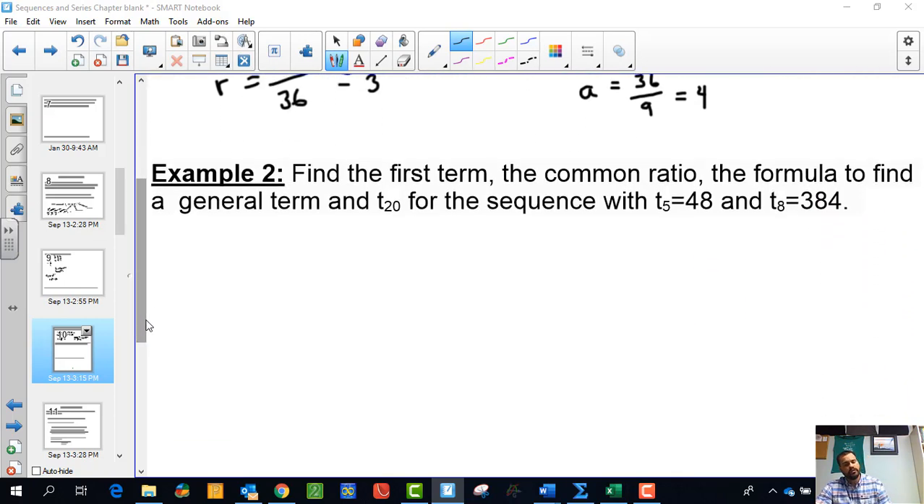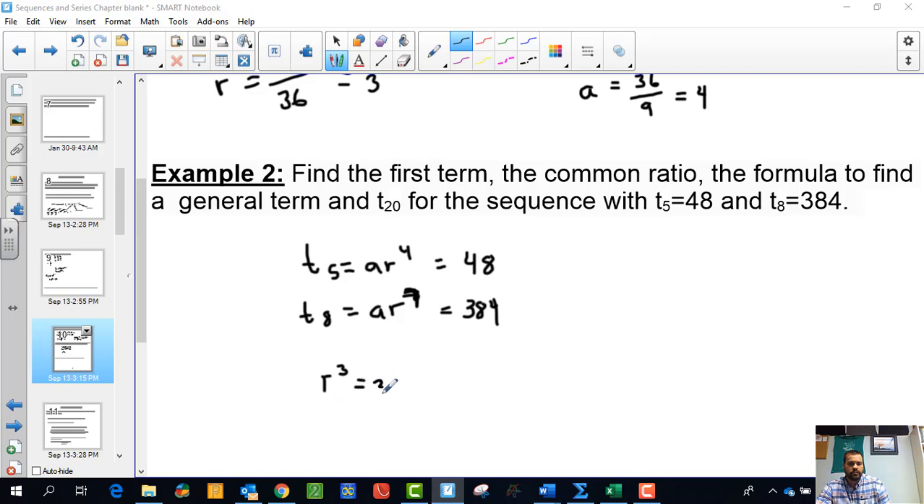And the same thing here, if you look at these, the R is different by 3. So in other words, T5 is AR to the 4th, and that's 48. And then T8 is AR to the 8th, sorry, is the 7th. It's 1 less, and that's 384. So you notice they're different by 3. So we say R cubed is 384 divided by 48, and then we have to figure out what that is.